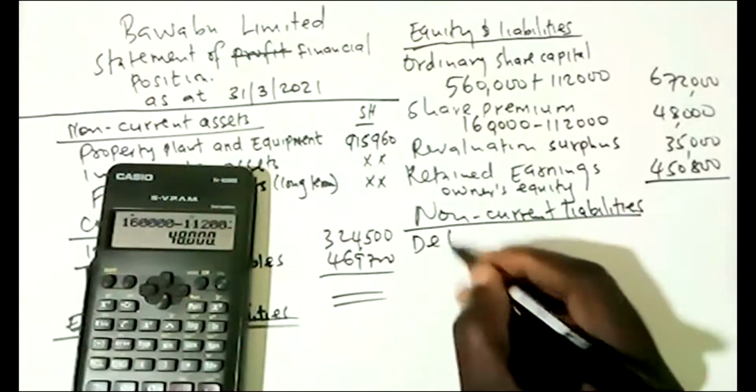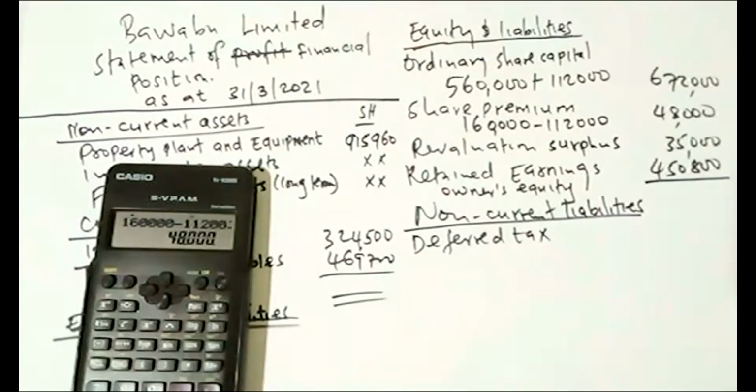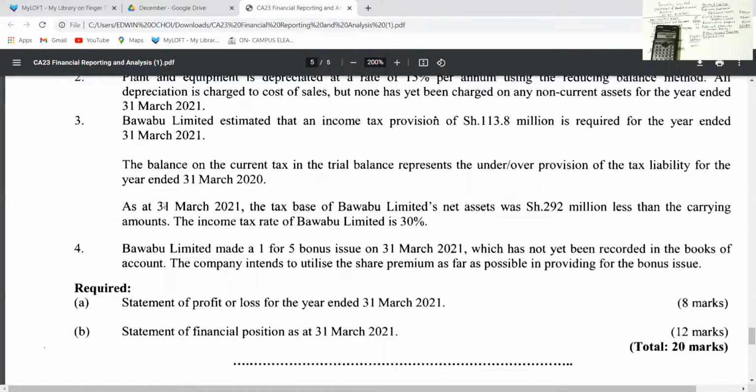Of the non-current liabilities, there was deferred tax as at the end of the year, for which we have the taxable temporary difference. I explained about it. They said that as at 1st March 2021, the tax base of Bawab Limited's net assets was 292 less than the carrying amount. This is a taxable temporary difference. So once you have the temporary difference, you multiply with the tax rate. You have the deferred tax as at the end of the year.